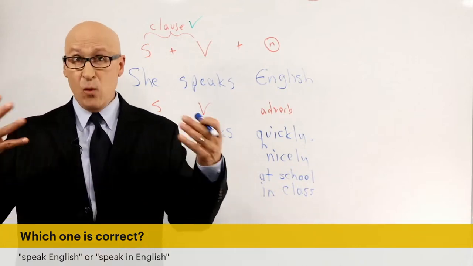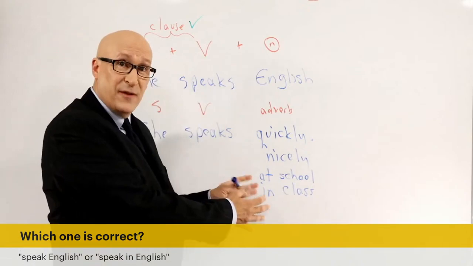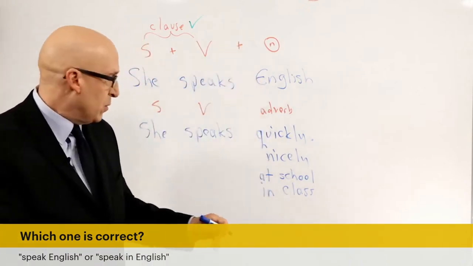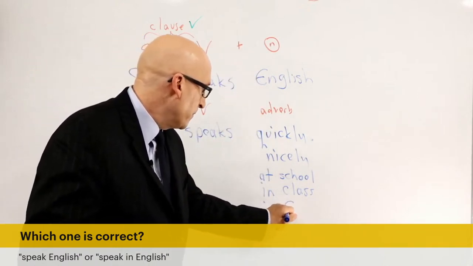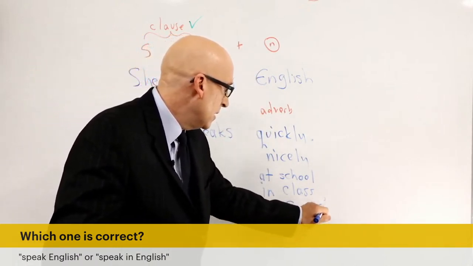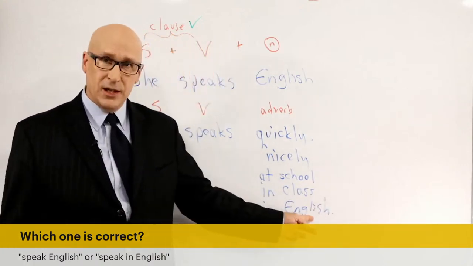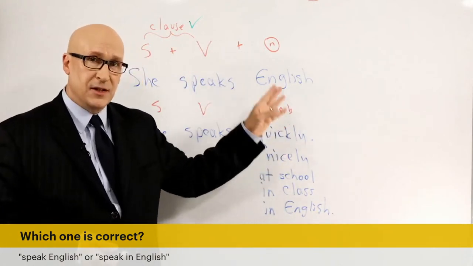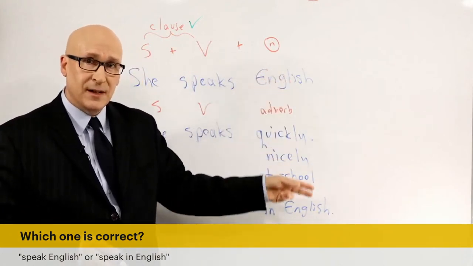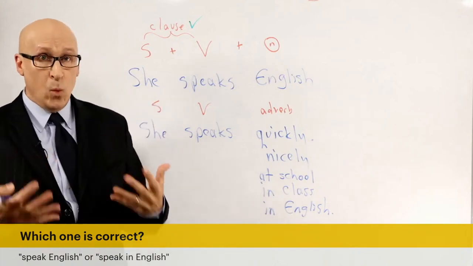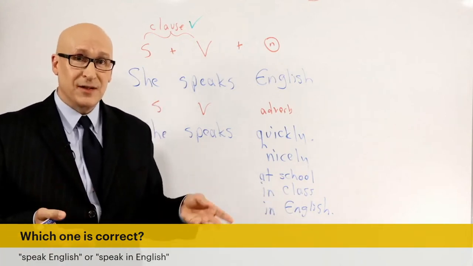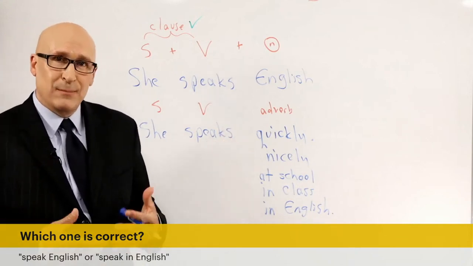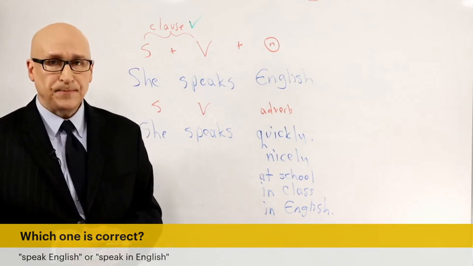Now we can take this idea of where and take it out of location, physical space, and put it into sort of conditions or situations. And that's where you could say, in English. Okay, now in English is a circumstance. It's a situation. It's an adverb, right? It's not the object. It's not the language she speaks. It's describing where or under what circumstances she speaks. So the answer to that question is both are possible, but they're communicating a slightly different idea.